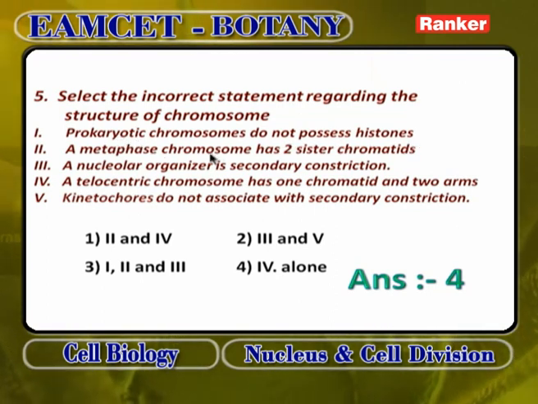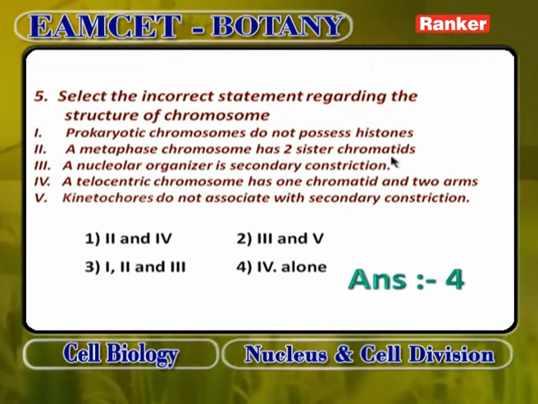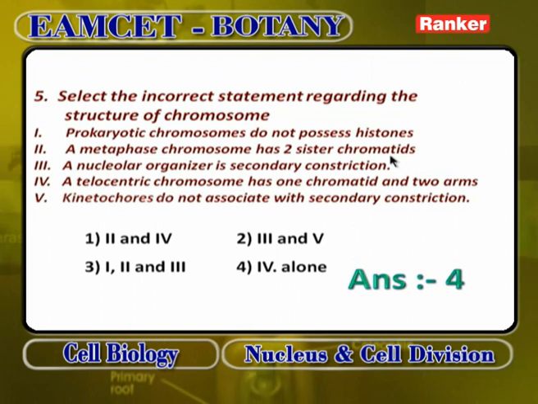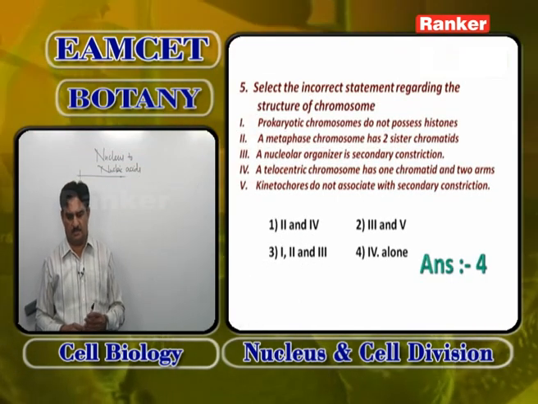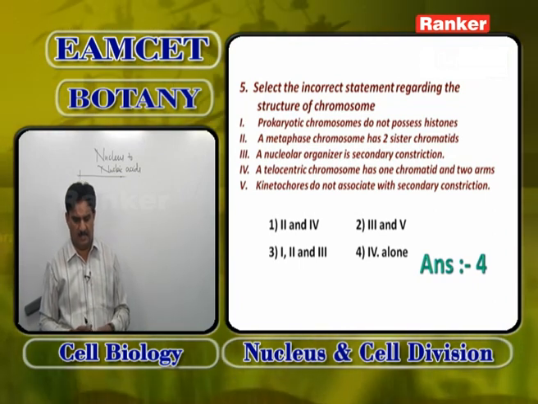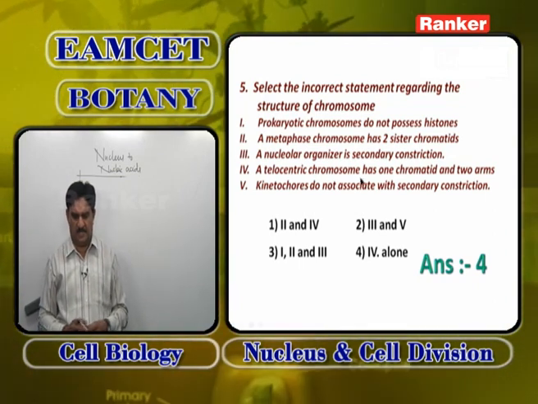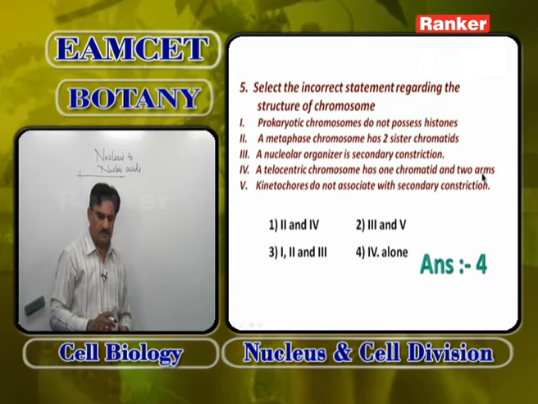A metaphase chromosome has two sister chromatids, correct, because every metaphase chromosome has two chromatids and four arms. A nucleolar organizer is a secondary constriction. Not all secondary constrictions, but some secondary constrictions in a chromosome are regarded as nucleolar organizer. A telocentric chromosome has one chromatid with two arms.